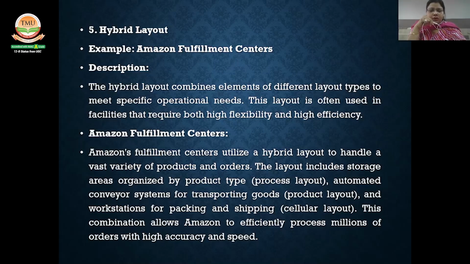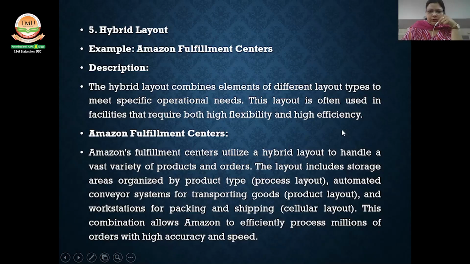What kind of example can we take? We can take the example of Amazon fulfillment centers. These centers utilize a hybrid layout to handle a vast variety of products or orders. Basically, Amazon is a center where every kind of product is sold. There is a vast variety, and everything is available on Amazon.